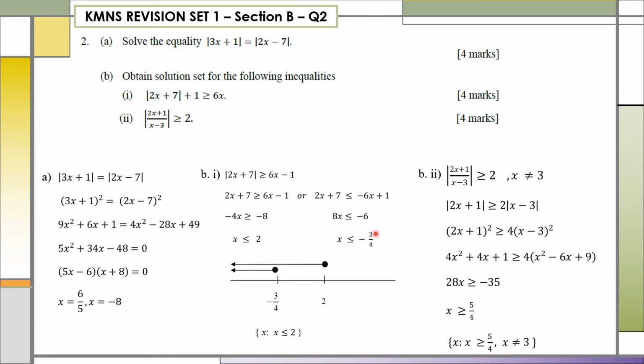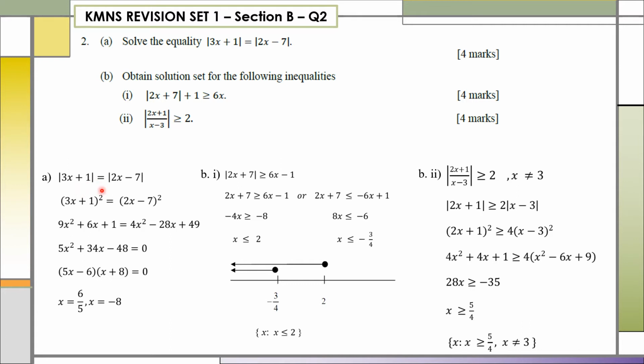Okay, we are done with topic 1. So in topic 2, what you have learned is actually equations, inequalities, and absolute values. But we'll be focusing on absolute values here. So look at set 1, section B, question 2. It asks you to solve the equality, meaning the absolute value, but in the form of an equation.